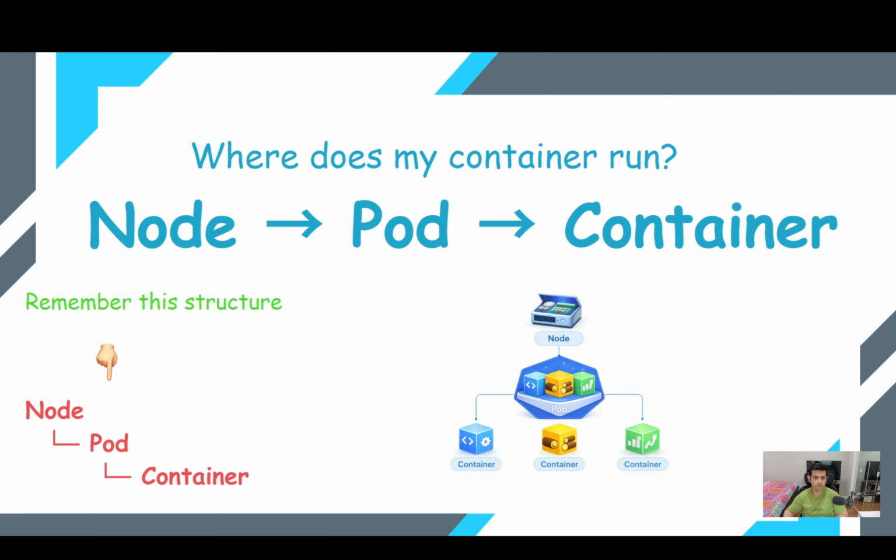So again, if you have to remember one thing from this video, remember this structure: container lives inside pod, pod runs on node. In the next video, we will answer big questions. If pods keep changing IP addresses, how do users reach your application? And that is where Kubernetes Services come into the picture.